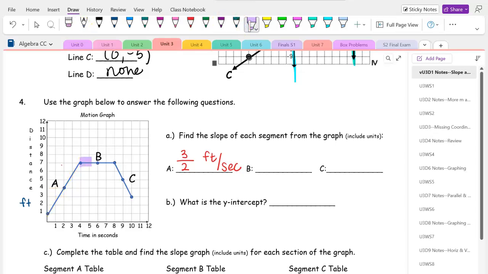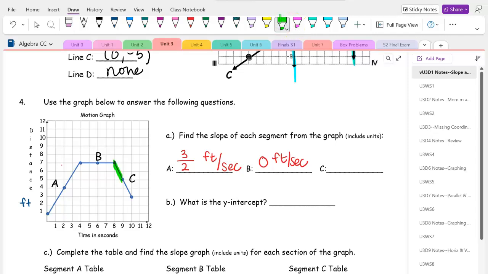Segment B is horizontal. So again, automatically, we know that's a slope of 0 feet per second. And this is something that we talked about in our last unit with motion graphs. This 0 feet per second should make sense because it means that the person is stopped. And if the person is stopped, they're not moving. So we talked about how a horizontal line means stopped back in unit 2, and now we're talking about how that rate or slope is 0 feet per second.